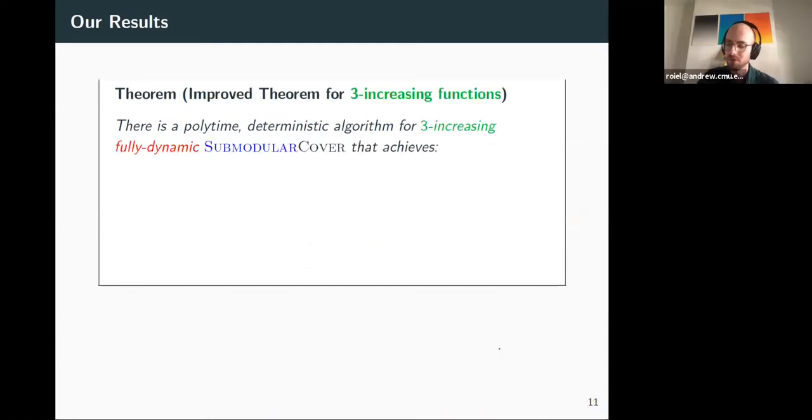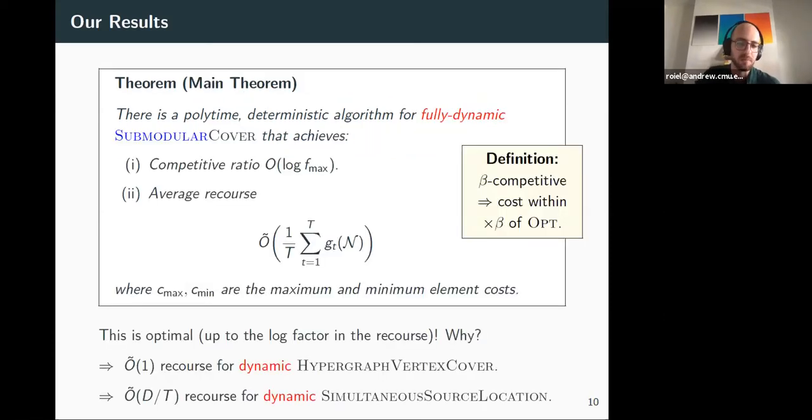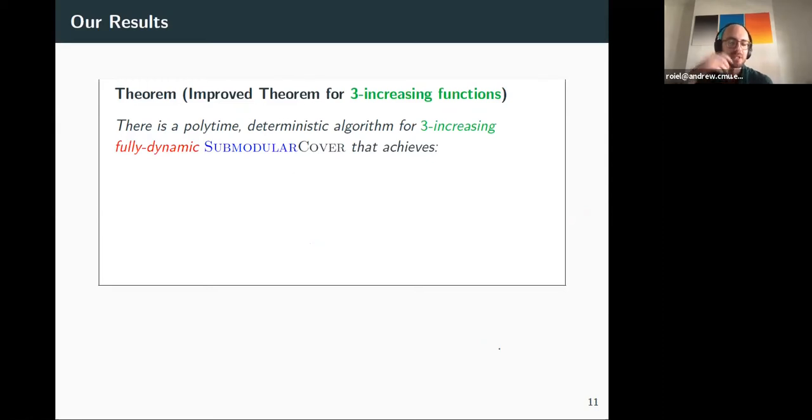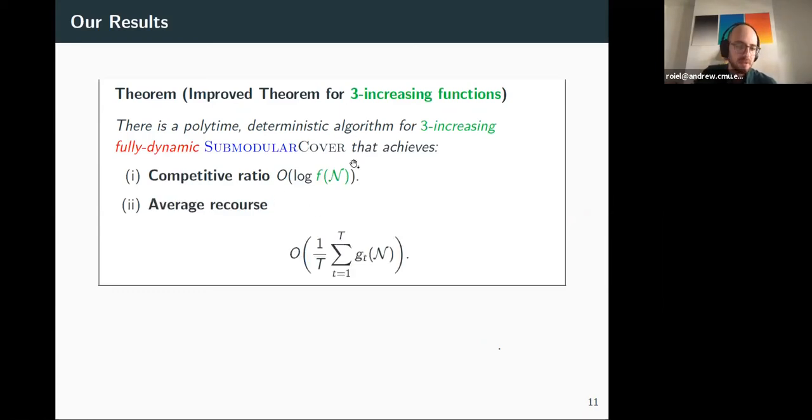So in our paper, we show this other theorem, which is an improved bound for a special class of functions. We do solve the general submodular cover problem, but if you assume that these functions are additionally so-called 3-increasing, and I haven't said what this is, then we can essentially achieve a logarithmic competitive ratio again, and achieve the truly optimal recourse. So we show how to get rid of the annoying log factor for this special class of functions. Now we trade off a slightly worse term inside the log, but it might not be a huge deal depending on your setting.